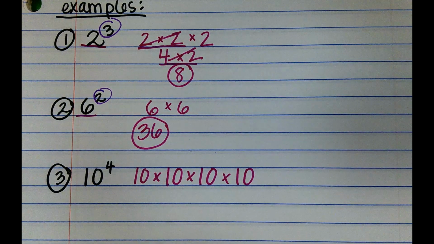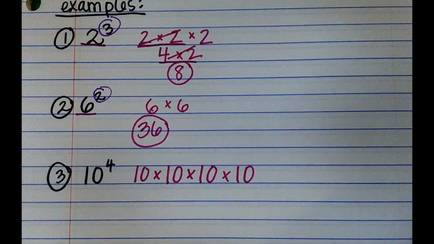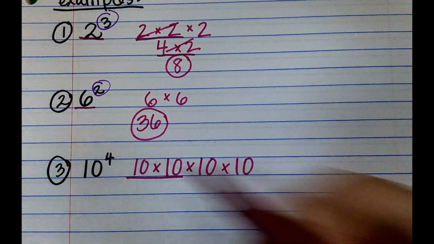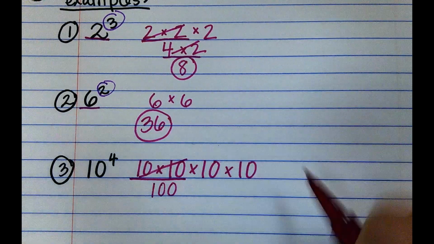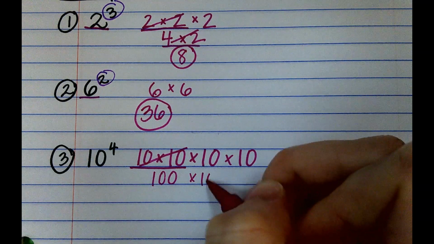So we have this all written out. What should I do first? Times the first 10 by 10. That's right. 10 times 10 is 100. I'll bring down the rest. I still have 2 more 10s.